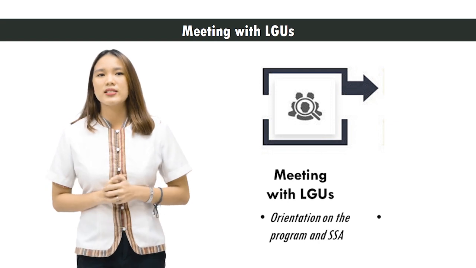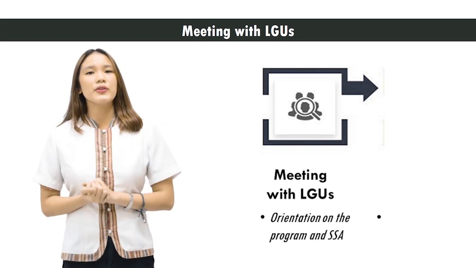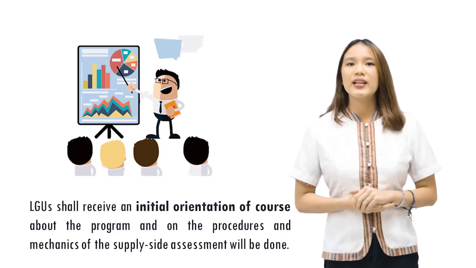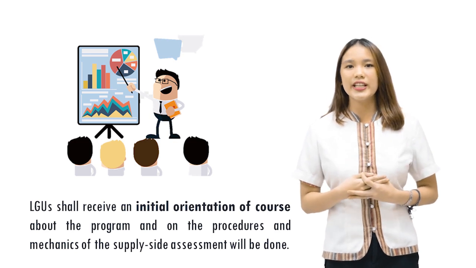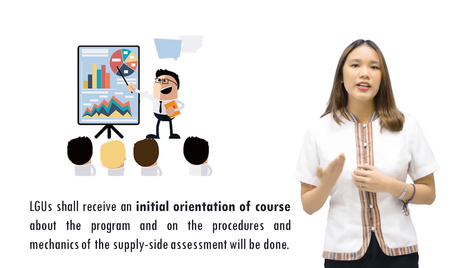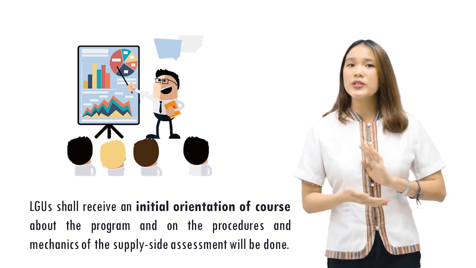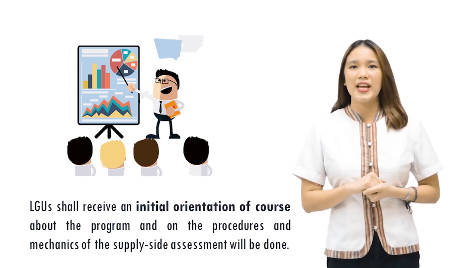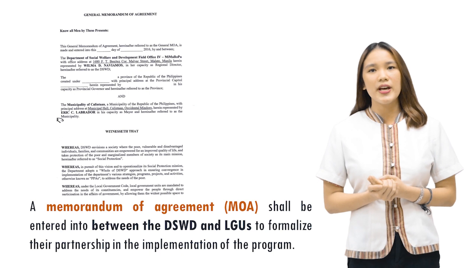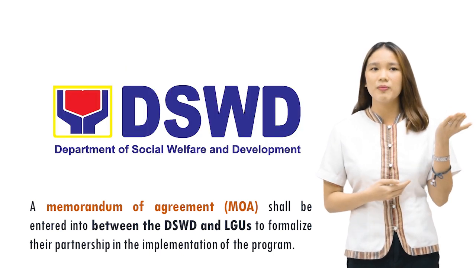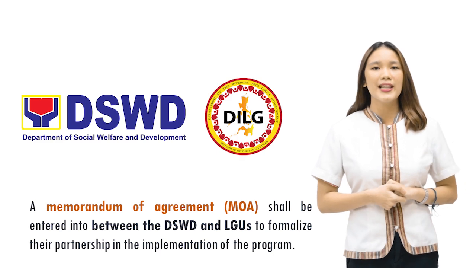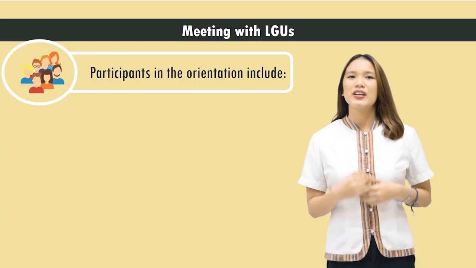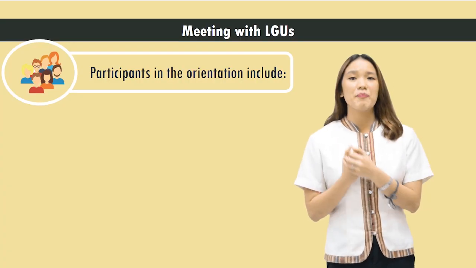So in the first process, the meeting with the LGU, what happens? Before the conduct of the assessment, the LGUs will receive an initial orientation about the program and on how the assessment will be done, its procedures and its mechanics. This will be done through the Regional Project Management Office. Memoranda of Agreement shall be entered into between the DSWD and the LGUs to formalize their partnership in the implementation of the Pantawid program. During this meeting, who will be the participants?